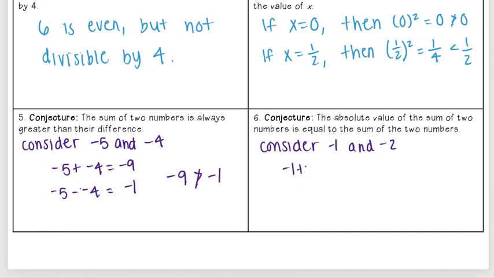Well, -1 plus -2 is equal to -3. And then when I do the absolute value of the sum, the absolute value of -3 is really equal to 3. And so -3 does not equal 3. So the absolute value of the sum of the two numbers does not actually equal the sum of the two numbers. So this conjecture would be false.